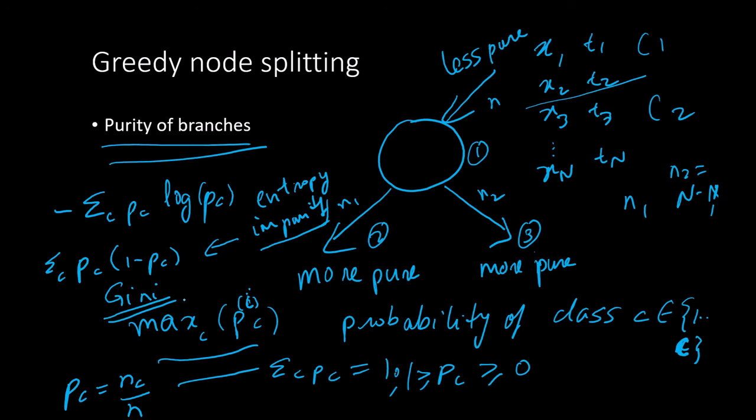So these are three different ways of measuring. This one is measuring impurity, and this one is measuring purity. So we can take the negative of any of these to convert it to the other.